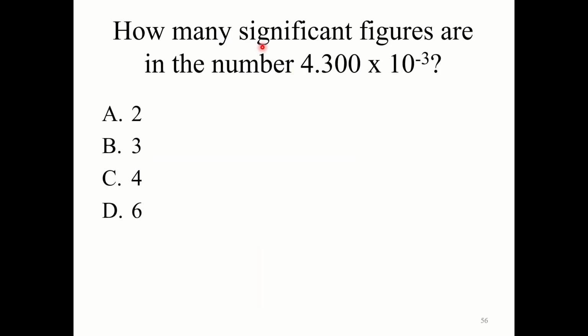How many significant figures are in the number 4.300 times 10 to the negative third? All right, correct answer is C, 4. All 4 of these are significant because they are a coefficient in a number represented with scientific notation.